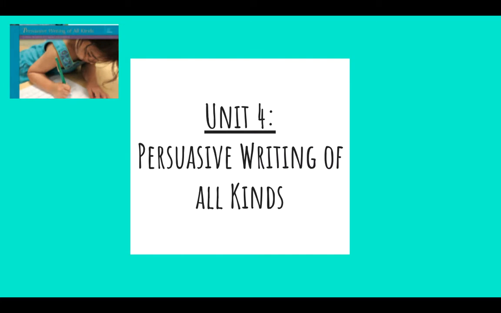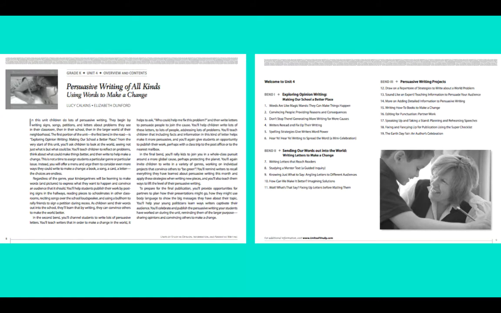Now turn to page 8 and 9. The last unit provided in the kit is titled Persuasive Writing of All Kinds. Students will learn to write opinion texts. You will see a summary of this unit on page 8, and the bends and sessions associated with this unit on page 9.